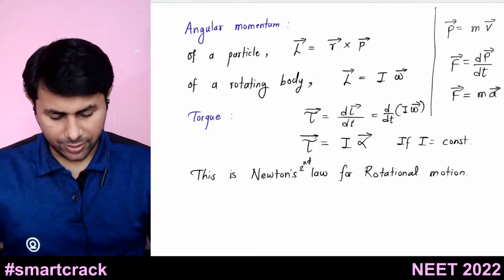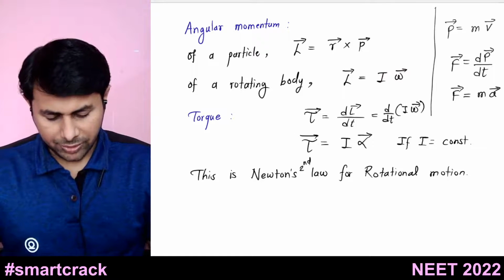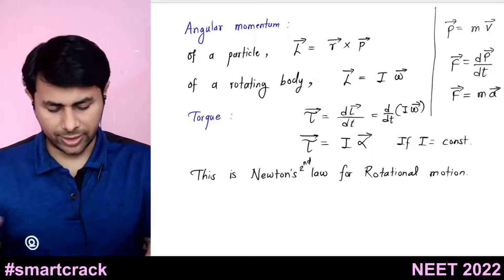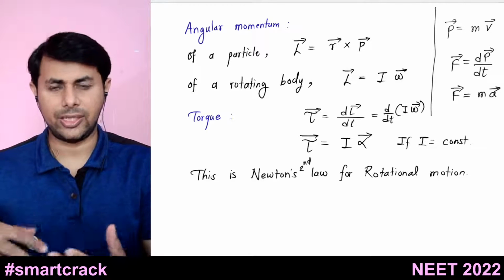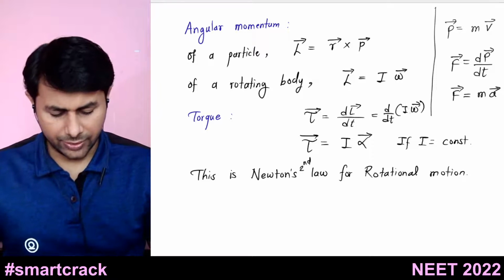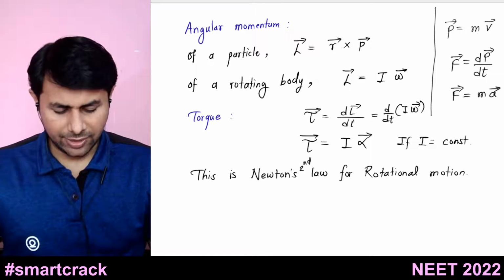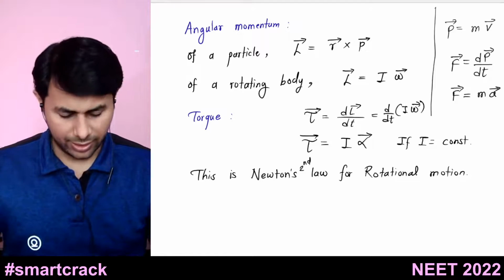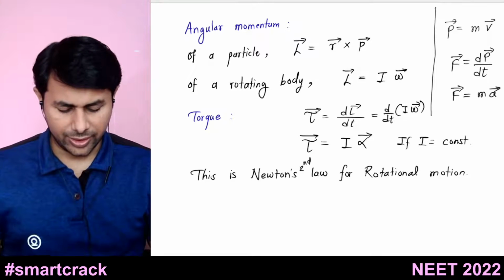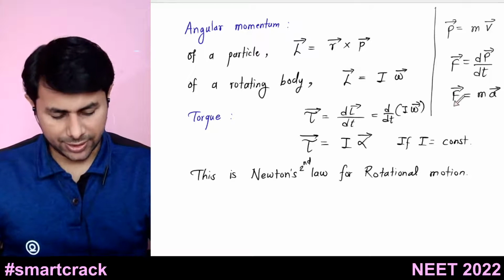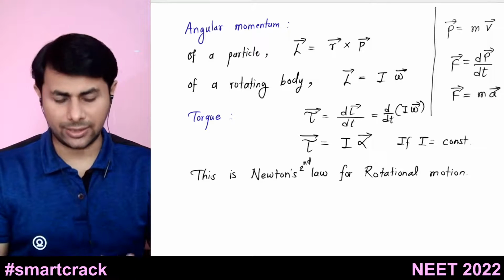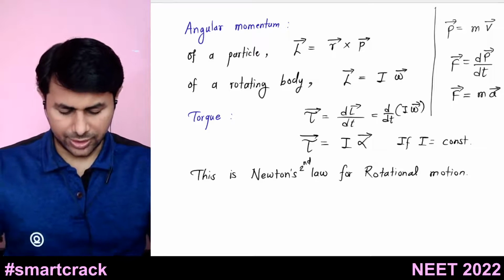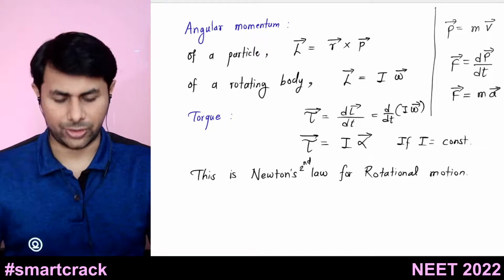Angular momentum, as we have seen, can be written as I into omega. If I is constant, you can take I out. So it will be I times d omega by dt. So d omega by dt is alpha. All right. So torque is equal to what? I into alpha. Just like you have force is equal to mass into acceleration, tau is equal to I into alpha. So this is Newton's second law for rotational motion.